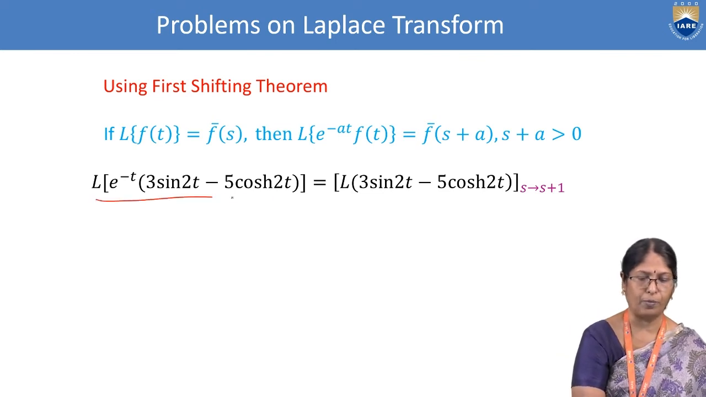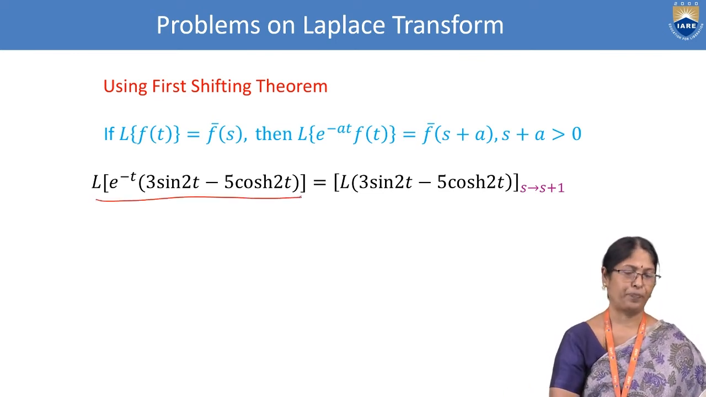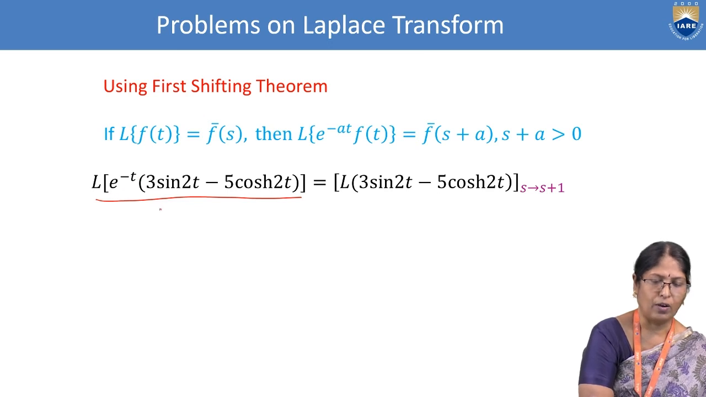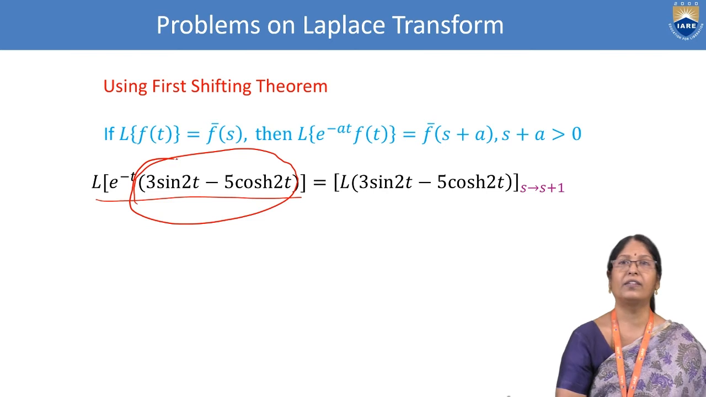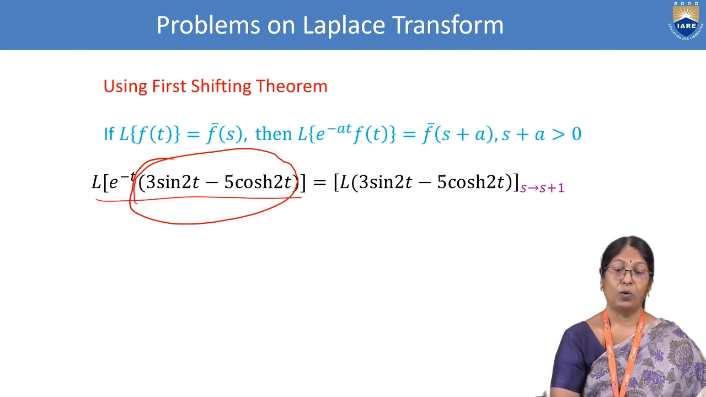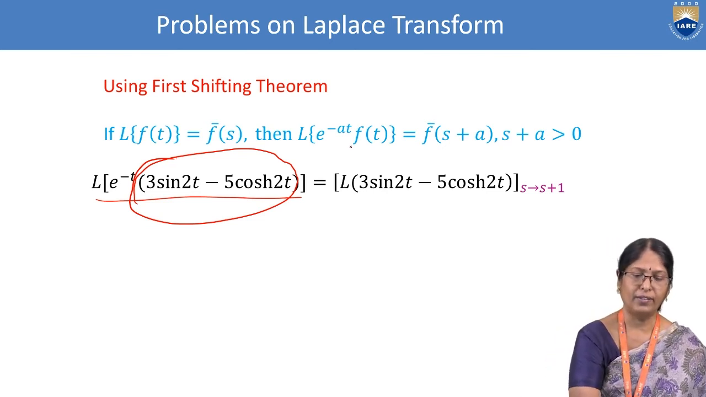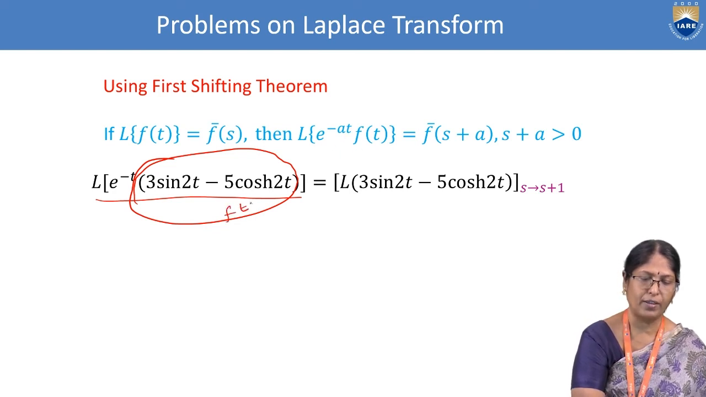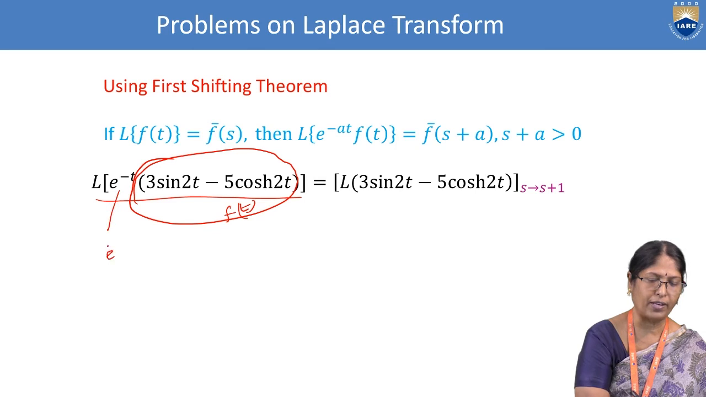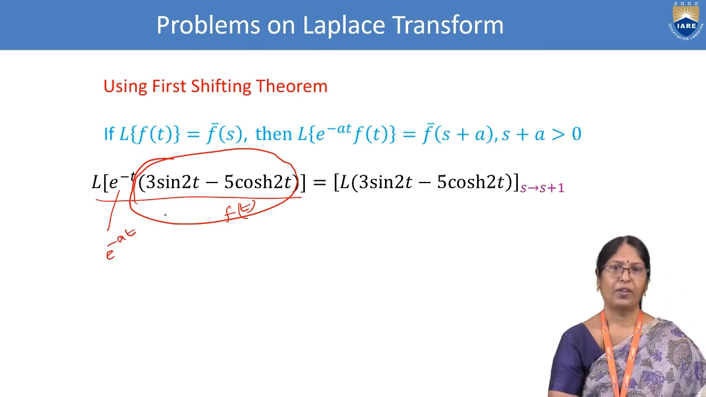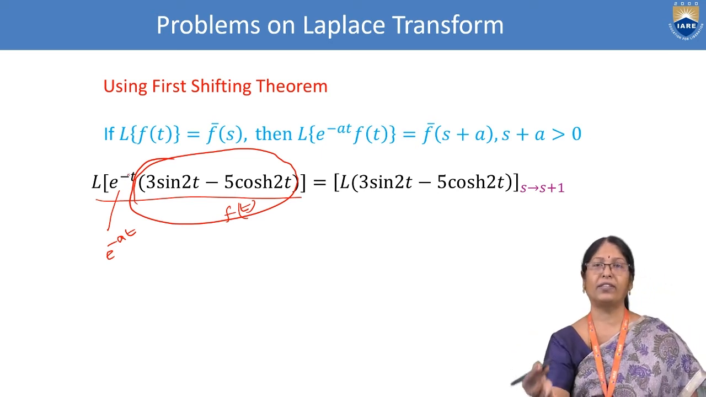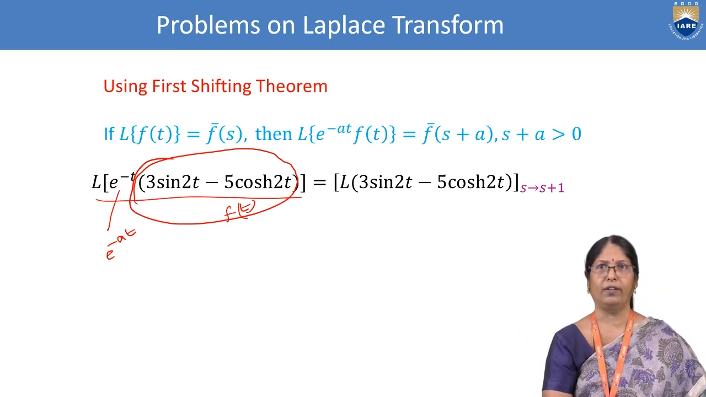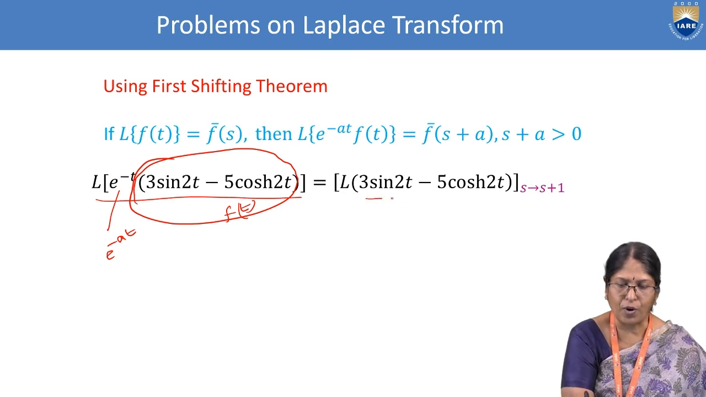This is only our problem. So now, L of, this is our f of t. Complete is f of t. What is our formula? That is L of e power minus a t f of t. This is f of t. This is e power minus a t. What is our a? A is, we know it, minus t means there a is playing the role 1. So L of f of t.